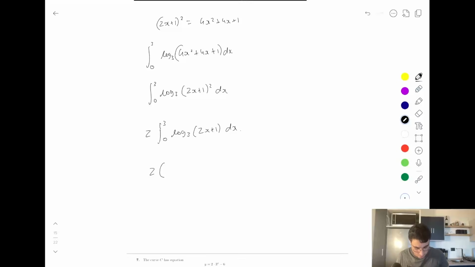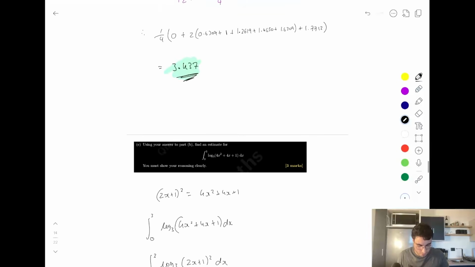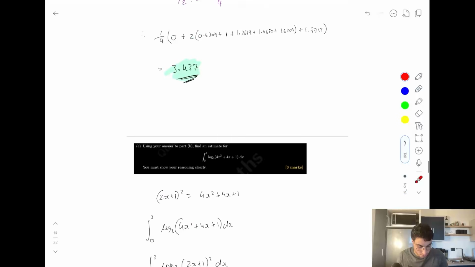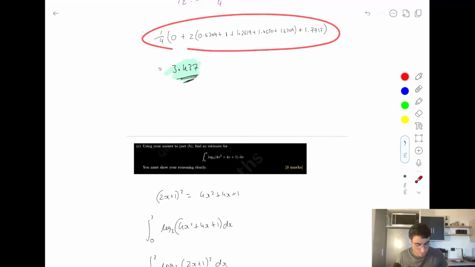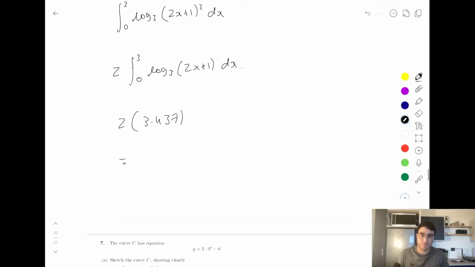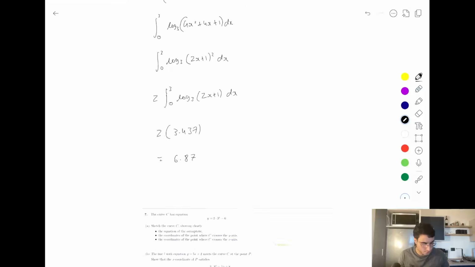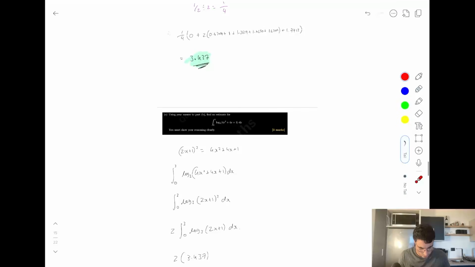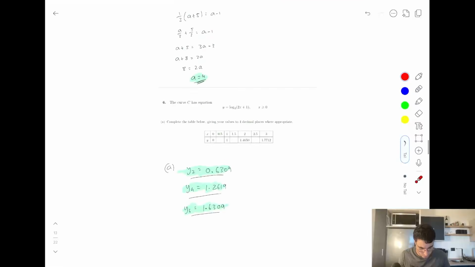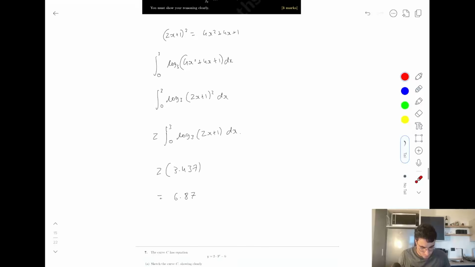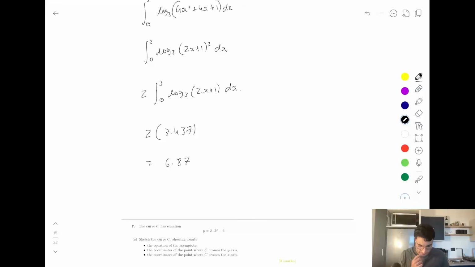So we get 3.437. Obviously, when actually doing it on the calculator, you plug the entire thing in, and that is going to give us a value of 6.87. They say to how many decimal places? Estimate. 7. Let's do that. 6.8743. They haven't specified.